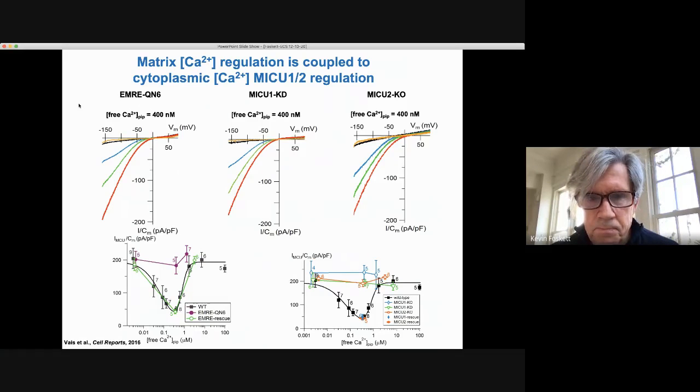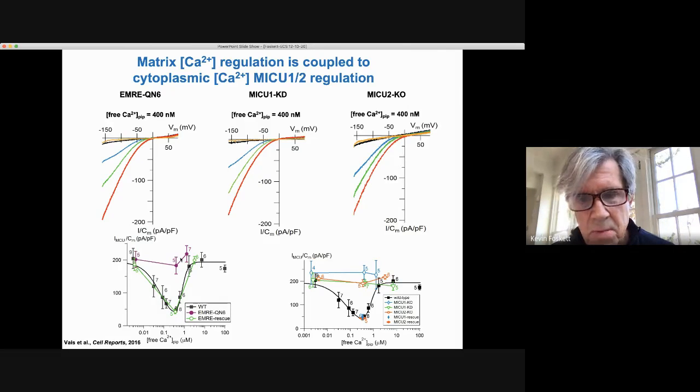Finally, I alluded to the fact that it looked like matrix calcium regulation was controlling how MICU1, MICU2 were able to regulate the channel. So we looked at that a little bit more explicitly by disrupting the interaction of MICU1, MICU2 with the channel, either by mutating the C-terminus of EMRE, so here, neutralizing all of its charges, or knocking out MICU1 or MICU2. And you can see that this matrix calcium regulation, conversely, depends completely on MICU1 and MICU2 on the other side of the membrane.